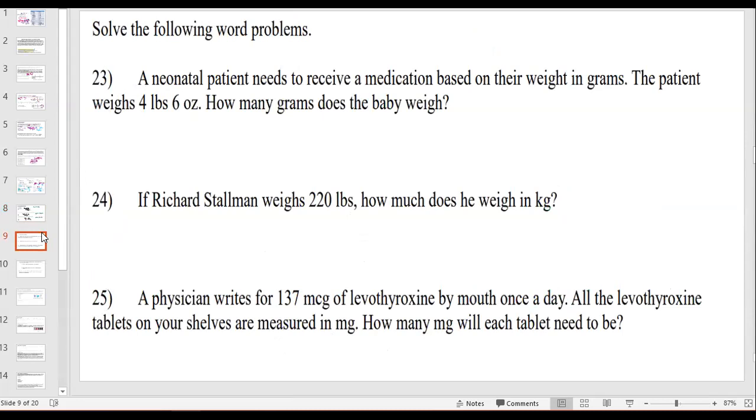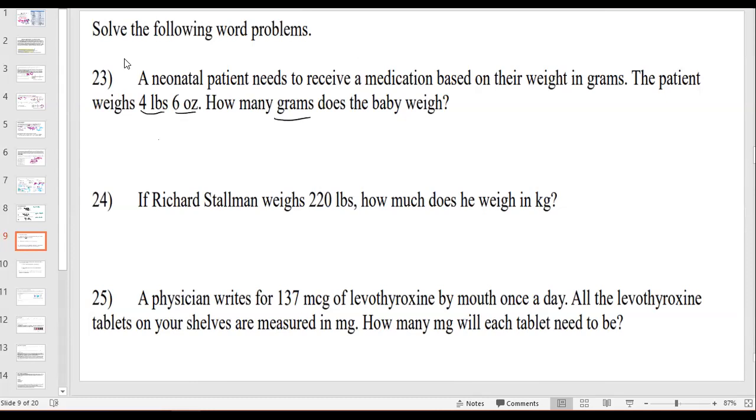So this is just a few more problems from your book. A neonatal patient needs to receive a medication based on their weight in grams. The patient weighs 4 pounds and 6 ounces. How many grams does the baby weigh? So this is what we call a multi-step problem. Why is it a multi-step problem? Because they give us pounds and ounces, and we need to find grams at the end.